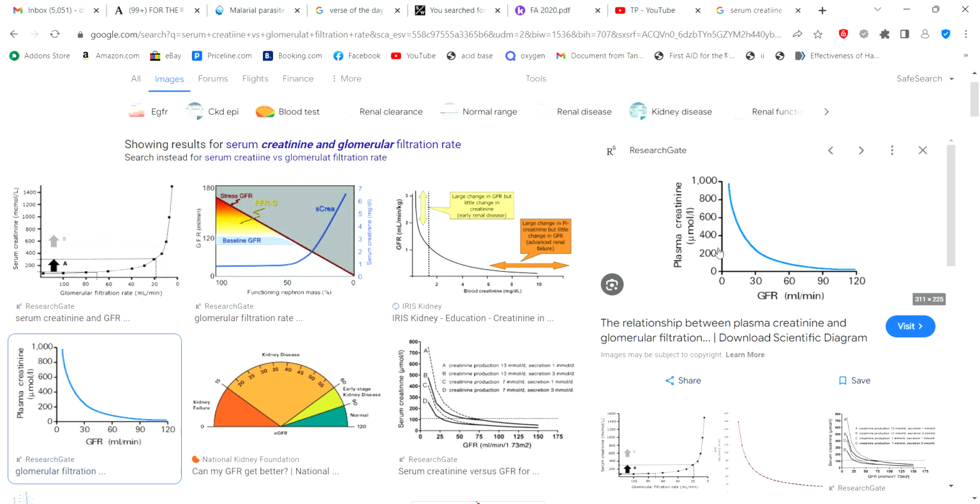Now next, 141. For inulin, the filtered amount equals excreted amount. Inulin can be used to measure clearance of any substance as long as that substance is freely filtered at the glomerulus.